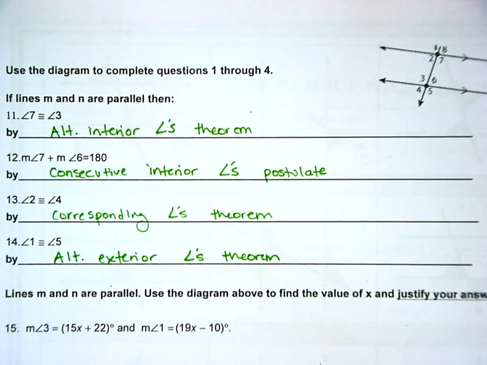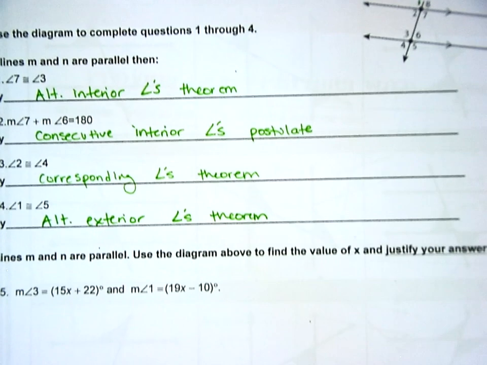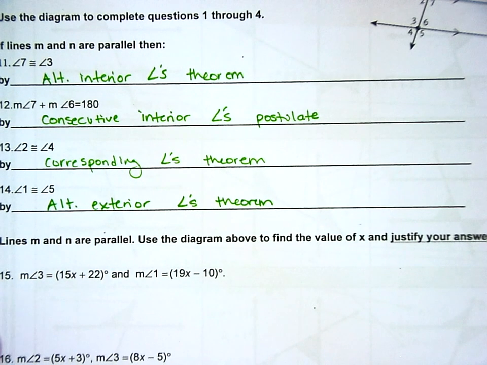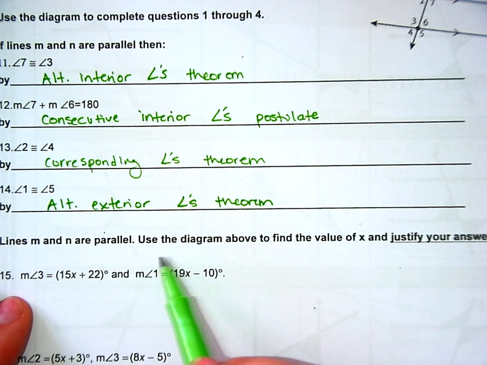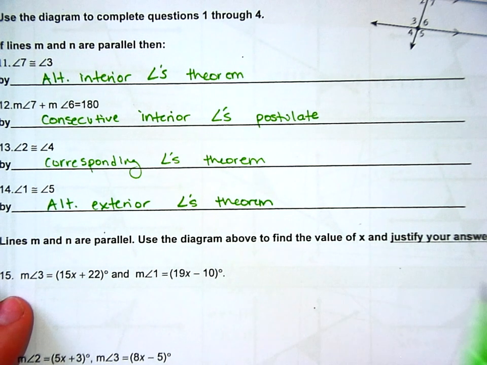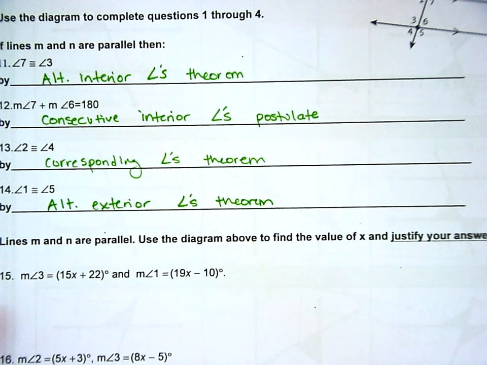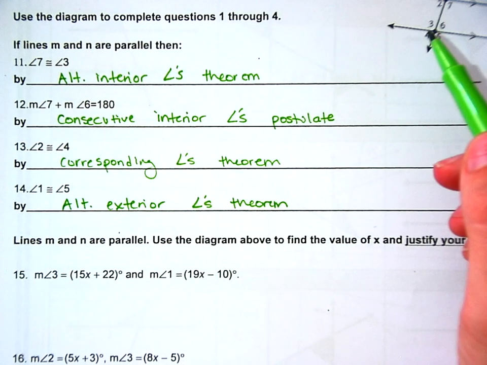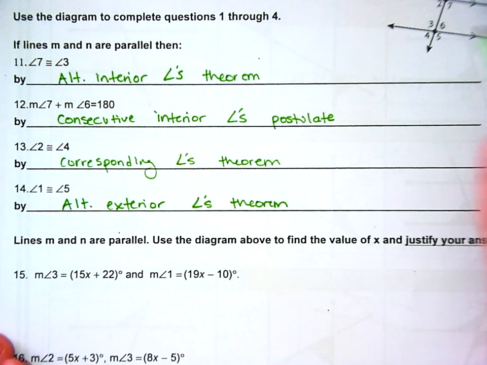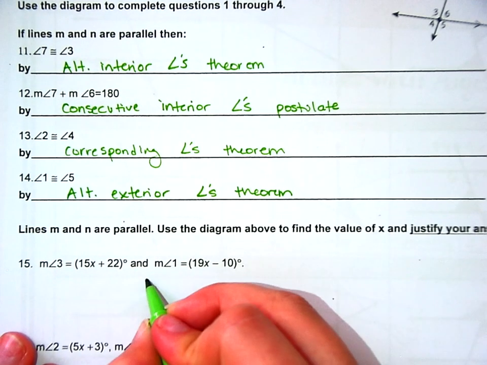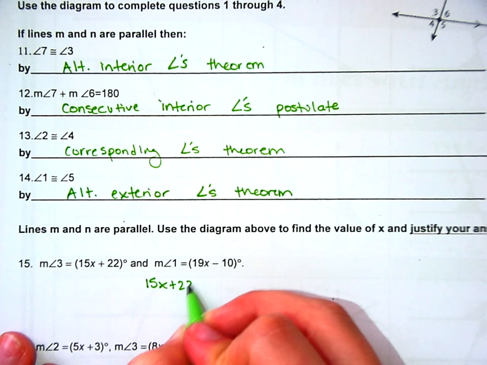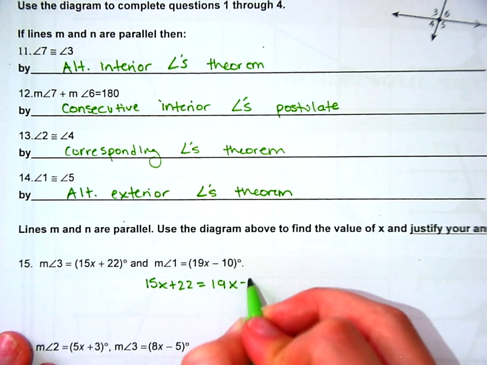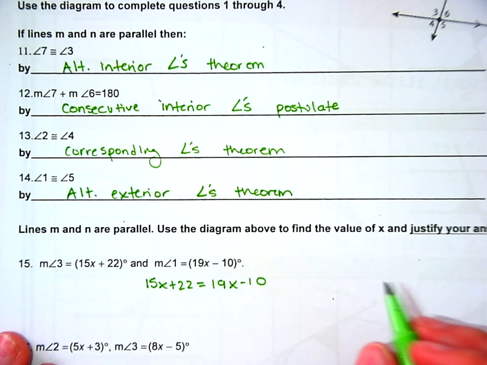Okay. We're still using the same diagram, might be a little off my paper, but you'll still have it on yours. We are going to say what the value of x is, and we're going to justify our answer. We know that M and N are parallel, so we already know that's true. All right, angle 3 and angle 1. Well, I know angle 3 and angle 1 are congruent, so that means I need to set them equal to each other. 15x plus 22 equals, okay, let's isolate our x.